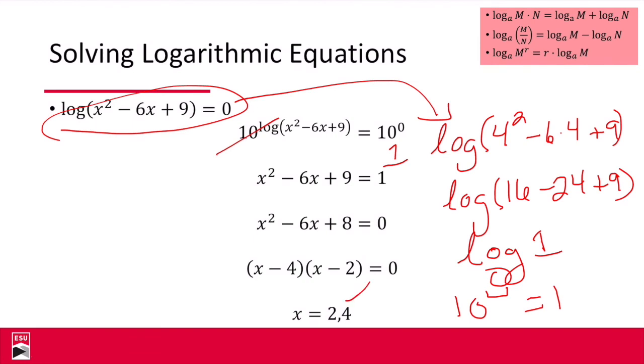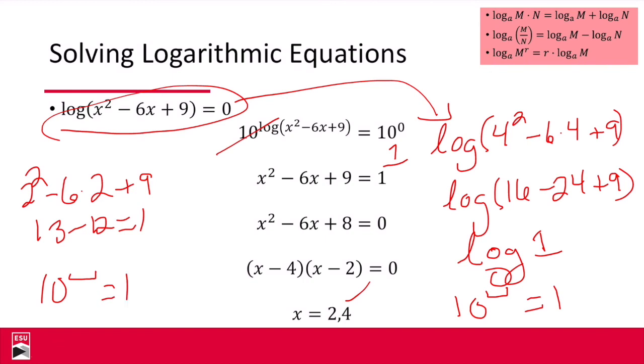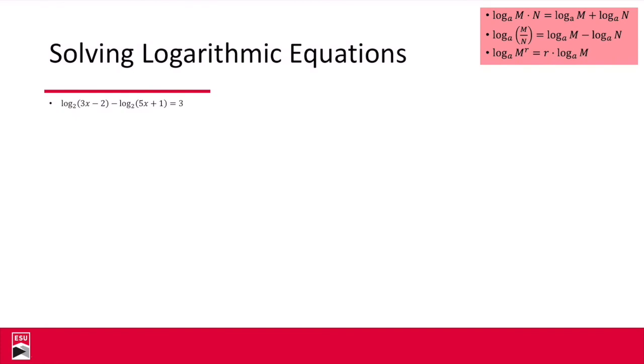Go ahead and check 2. 2 squared minus 6 times 2 plus 9. We get 13 minus 12 is 1. And again, 10 to what is 1? Well, that's 0. Check. So it's always worthwhile, if you're going through, to go back and check your work. But often I won't require that unless it's something that you can write out by hand.